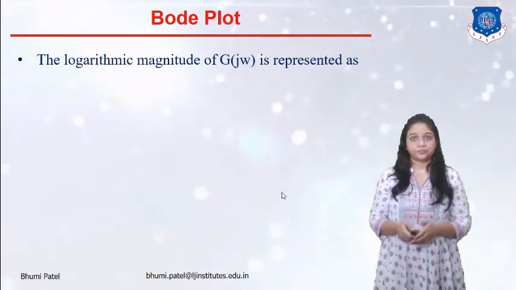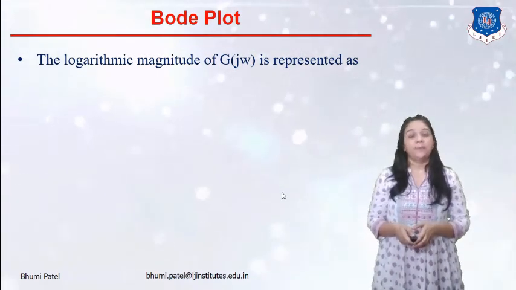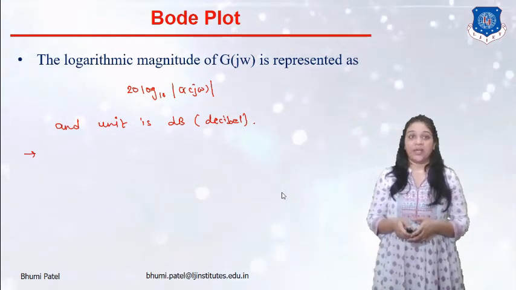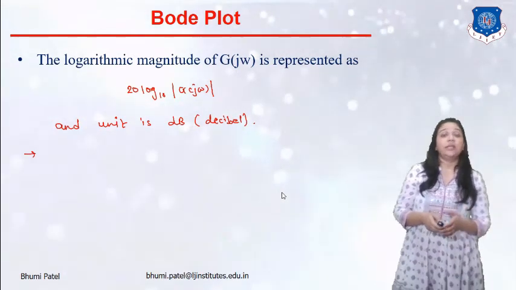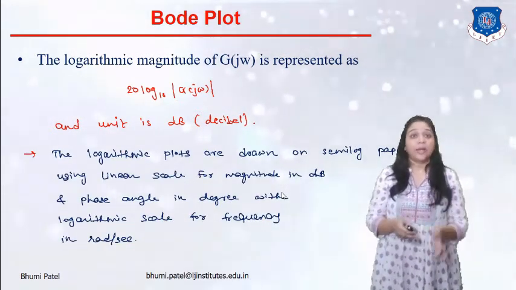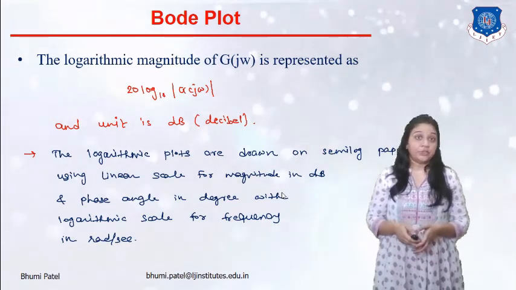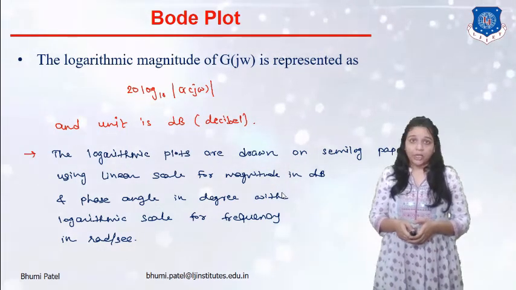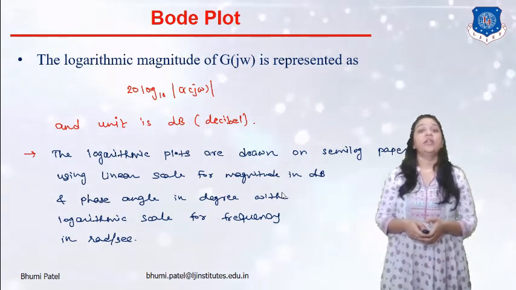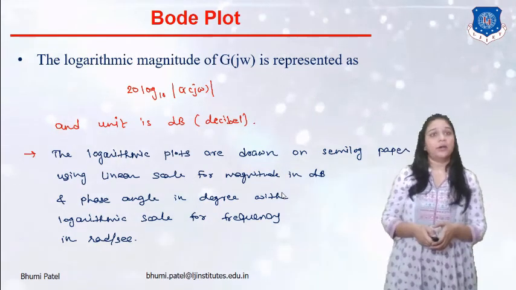Now, the logarithmic magnitude of G(j omega) is represented as 20 log10 |G(j omega)|, where the unit is dB, known as the decibel. The logarithmic plots are drawn on semi-log paper, using a linear scale for the magnitude in decibels and the phase angle in degrees, with a logarithmic scale for the frequency in radians per second.